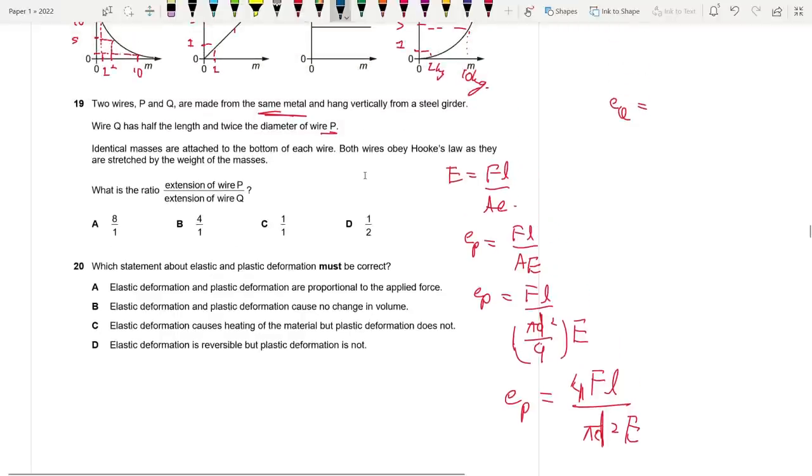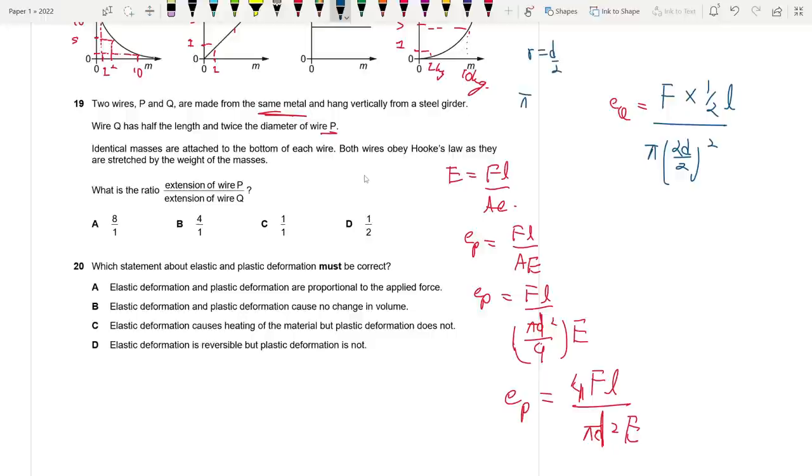Now what about Q? For Q, the length is actually halved. Half the length, but twice the diameter. So pi 2d by 2 whole square. You know the formula for area is pi d square by 4, right? How? Because radius is actually diameter by 2. So pi d by 2 whole square gives us pi d square by 4. But now, since diameter is doubled, it's going to be pi 2d by 2 whole square. We can get rid of the 2s. And we end up with E over here. So if you find out the final answer, it's actually FL by 2 pi d square E.